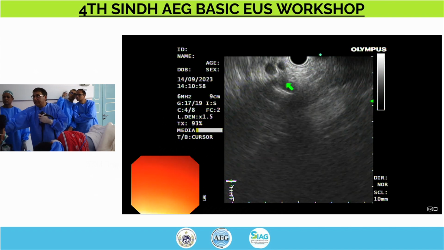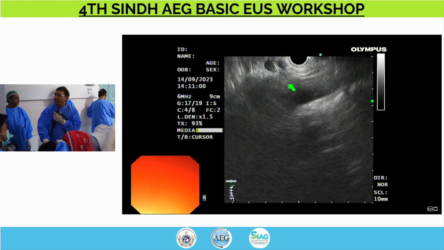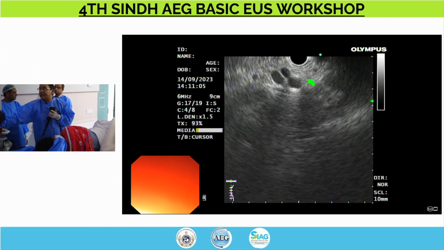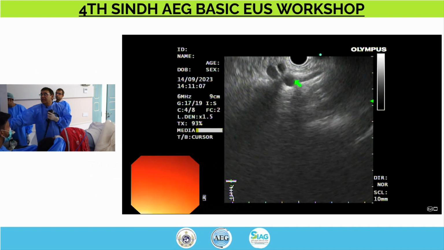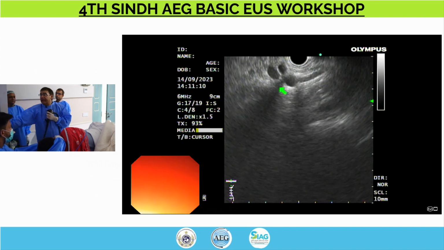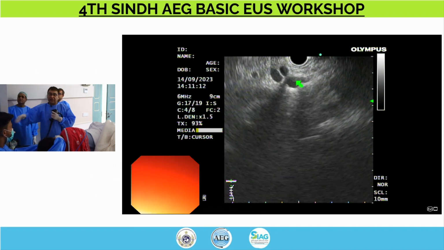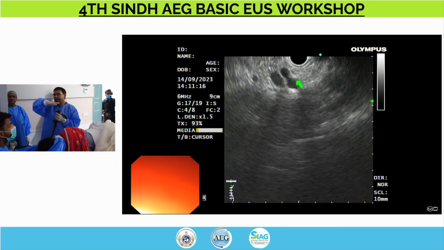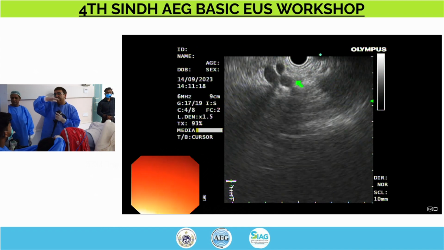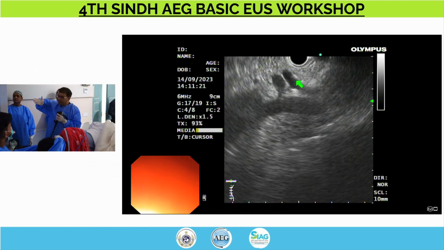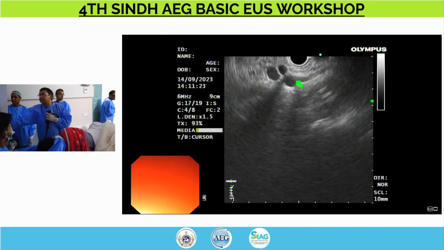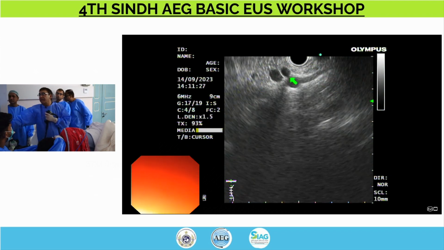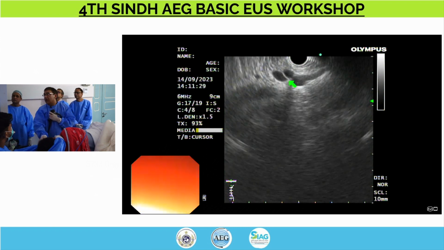So right here, celiac, I'm gonna follow the celiac, and you can see right here the left gastric is coming off. And celiac is right underneath my transducer. Whichever structure I want to examine, that needs to be right underneath the transducer between 5 and 7 o'clock position. So right there, celiac, left gastric coming off. I'm just gonna follow the main trunk.